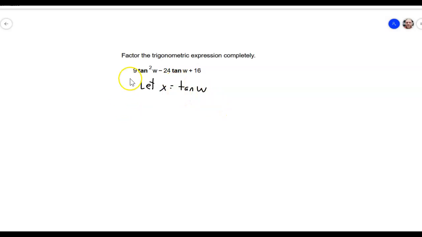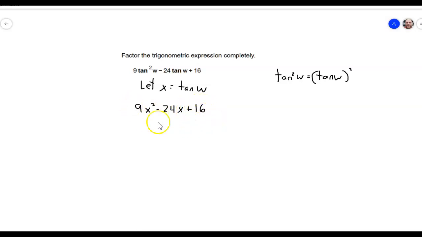And what that's going to do is let me rewrite this as 9, and remember that the tangent squared of w, I'm going to write this off to the side. Remember that the tangent squared of w is just shorthand for the tangent of w quantity squared. So really, since x is tangent of w, we can write that as x squared minus 24x plus 16.